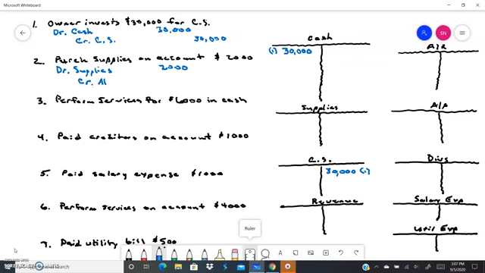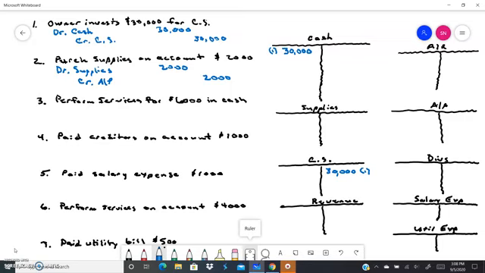Credit accounts payable, $2,000. So that's how you're going to know if it's a debit or credit. Is it going up or down? And that will tell you how the rule of debit and credit applies to that particular account. In this case, accounts payable is a liability. If it's going up, then an increase in a liability is a credit.